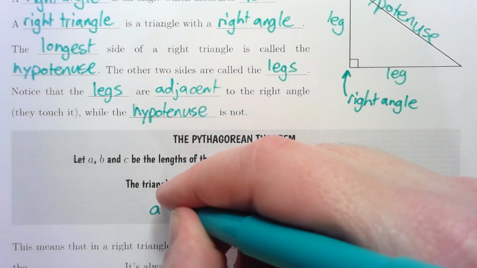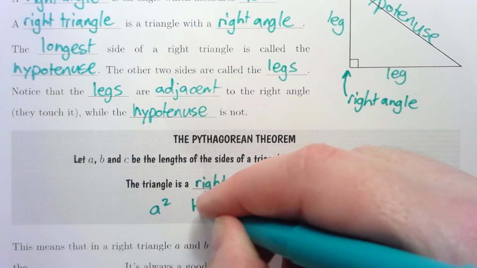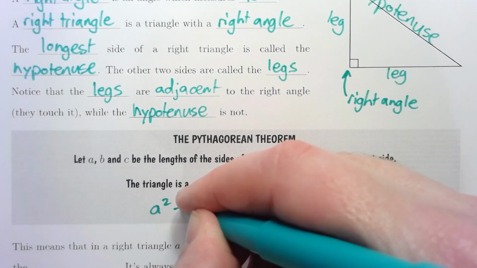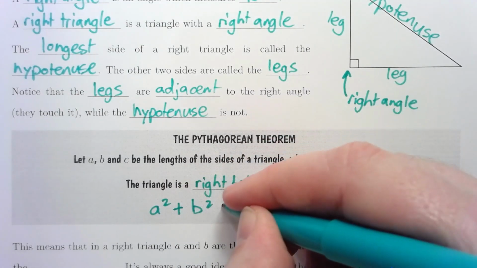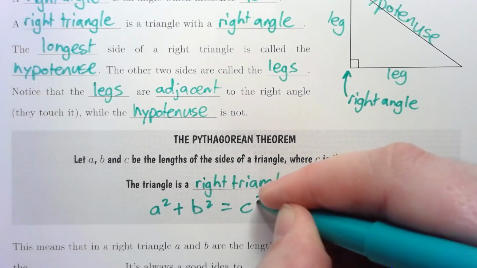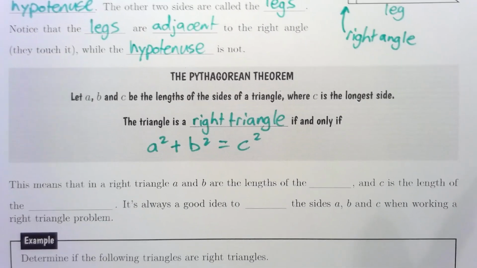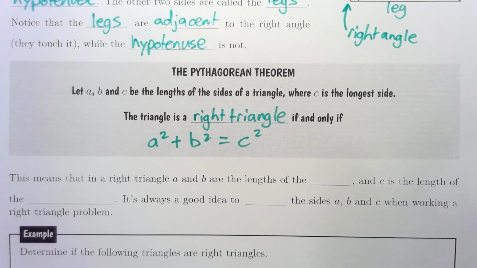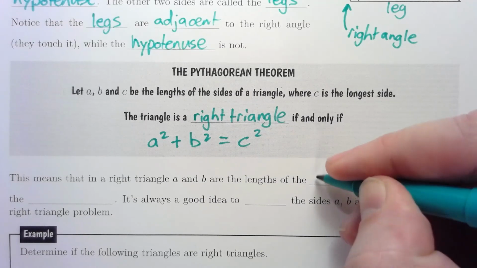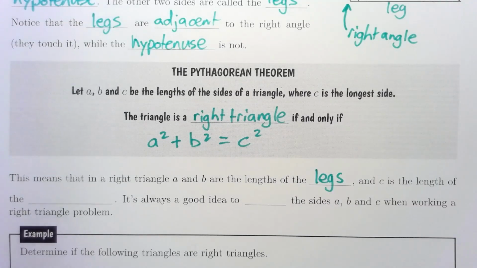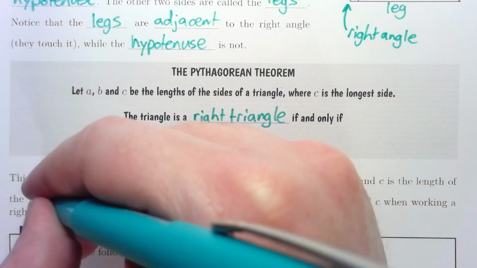If you square the two legs, A and B, and add them together, you get the same thing as the hypotenuse squared. Or we could more simply read the equation: A squared plus B squared equals C squared. So that means that in a right triangle, A and B are the lengths of the legs, and C is the length of the hypotenuse.